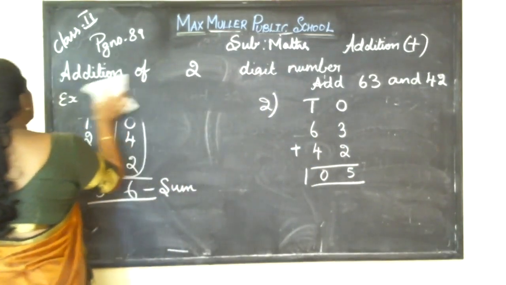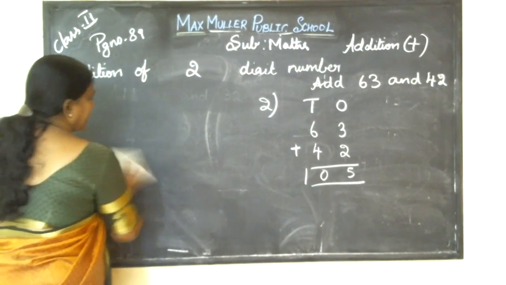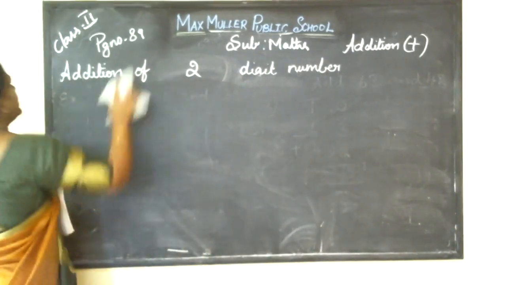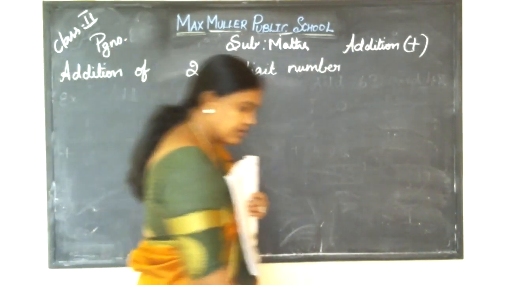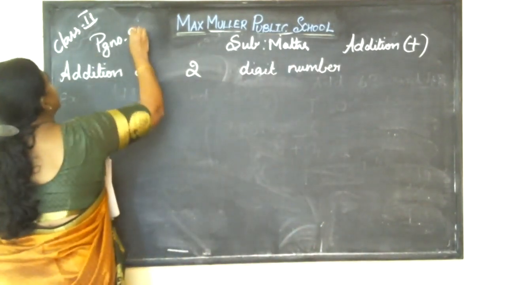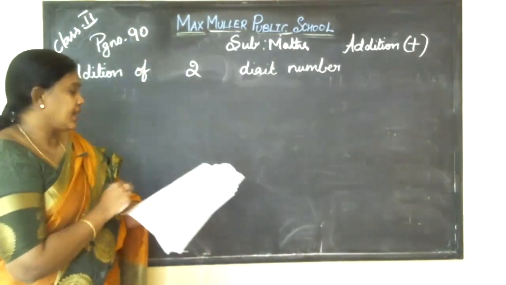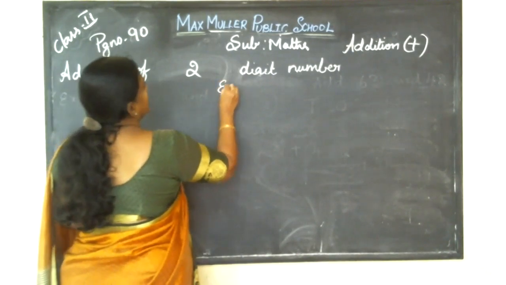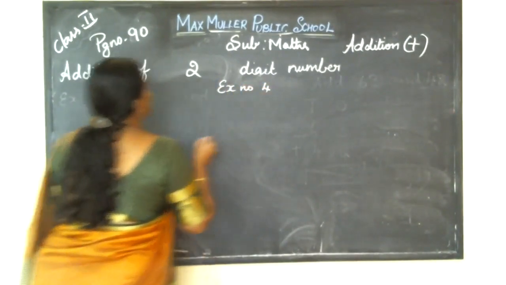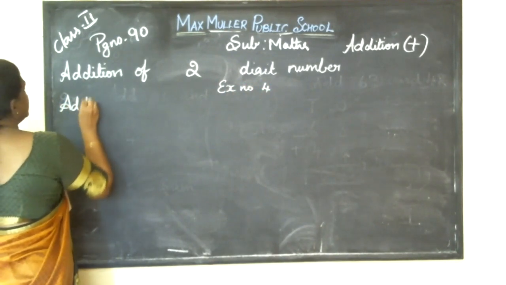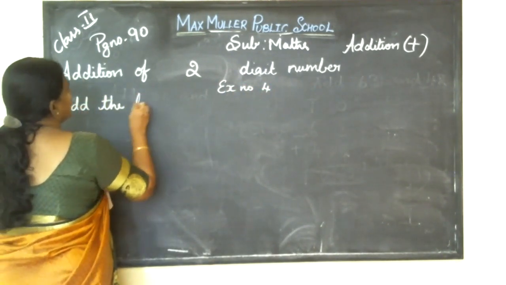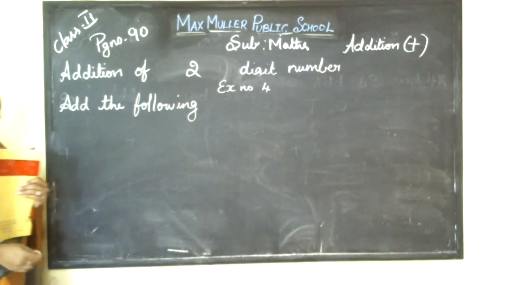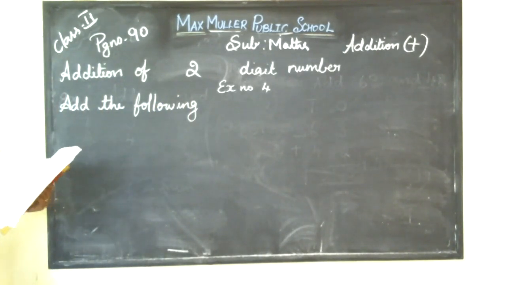Like that only you want to do the addition of 2-digit numbers. Now go to the textbook. Open your textbook, page number 90. Page number 90. Add the following. Exercise number 4. Understood, children? Add the following.